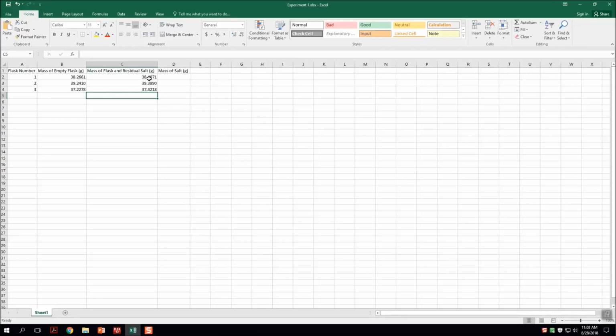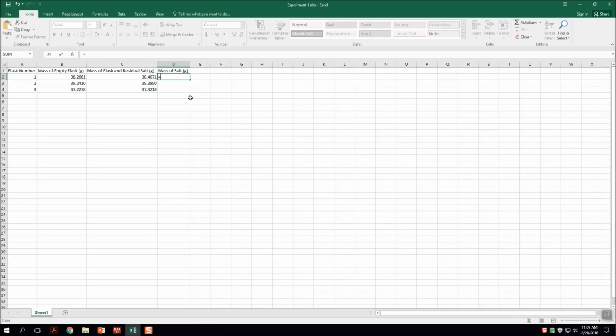These numbers matter, okay? We pay extra money for balances that have this many decimal places. So please use them. If you're trying to measure 30 milligrams, it's very important to use a balance that has at least 4 decimal places. So these are experimental data. This is the flask before you started. Clean, dry, labeled flask. Put it on the balance and weigh it. I'm just going to label them 1, 2, and 3. Then I'm going to boil off the water, and this is the mass after.